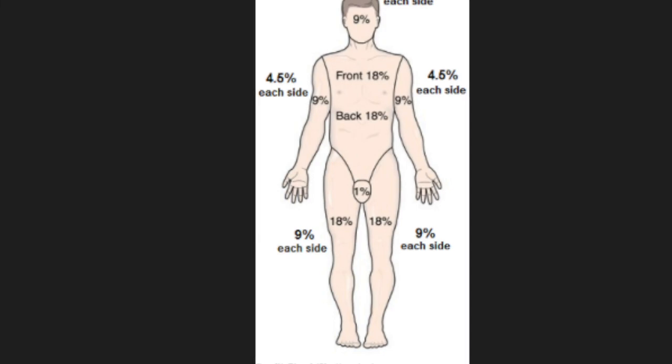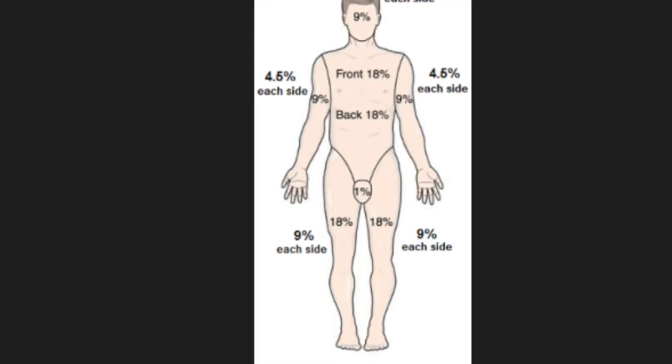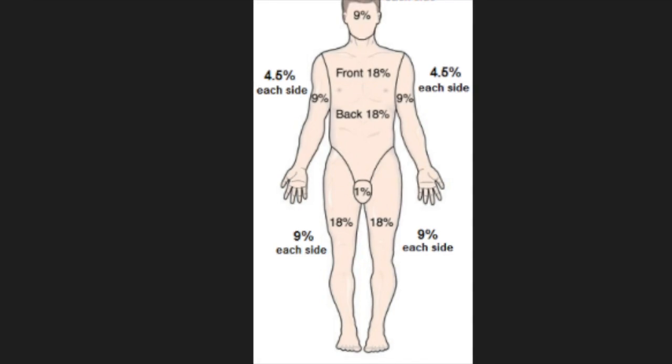You get 9% for the head, and then you just get 1% for the genitalia. This is how you determine the total body surface area of a burn. It's slightly different in pediatrics, but you can follow the same general rule.